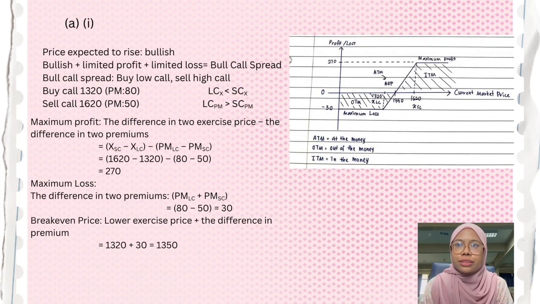So the answer for the first question is we choose bull call spread, which is price expected to rise, so we choose bullish, and bullish plus limited profit and limited loss is bull call spread. So bull call spread is buy low call and sell high call. So we calculate the maximum profit and get 270, and the maximum loss is we get 30, and the break even price is we get 1350. And this is a graph that I've done for bull call spread.